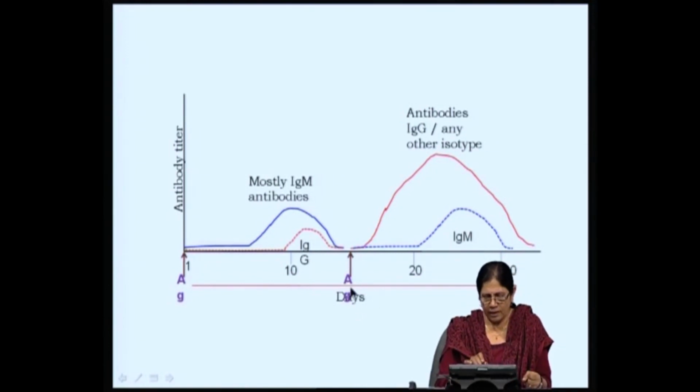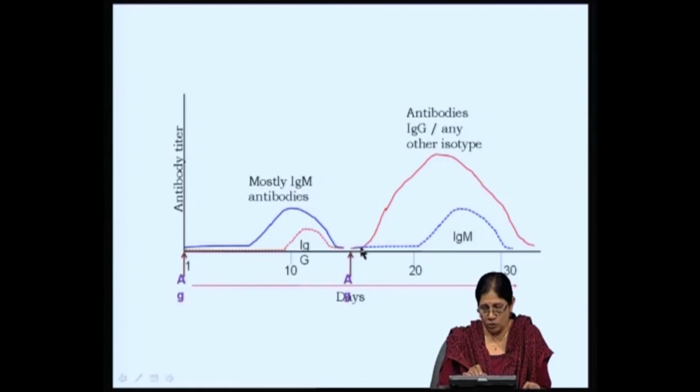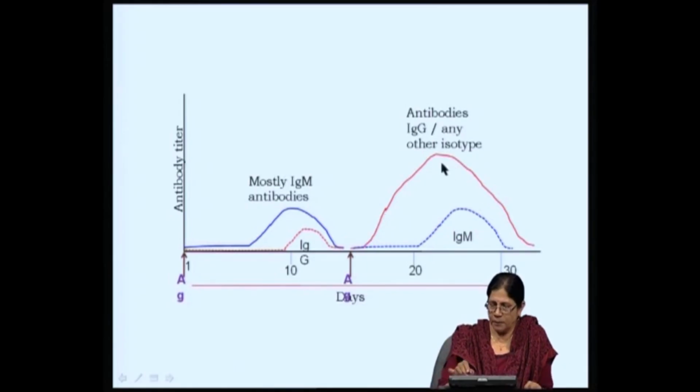Now, when the same antigen is injected after the circulating antibody titer comes down, then there is almost no lag phase and there is generation of a robust immune response, and the antibodies that are present here would be IgG or any other isotype.